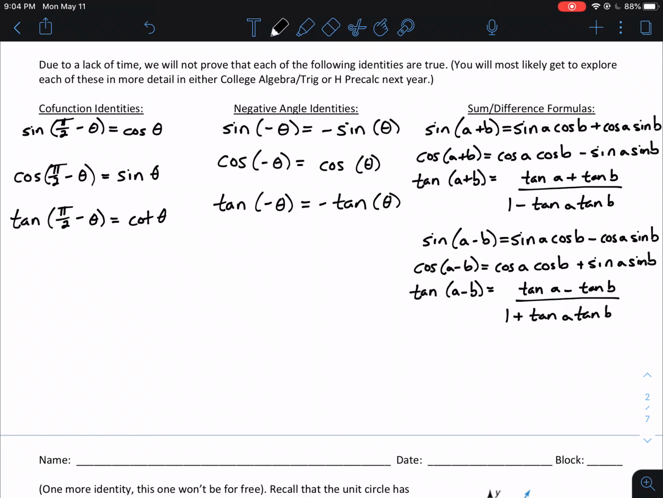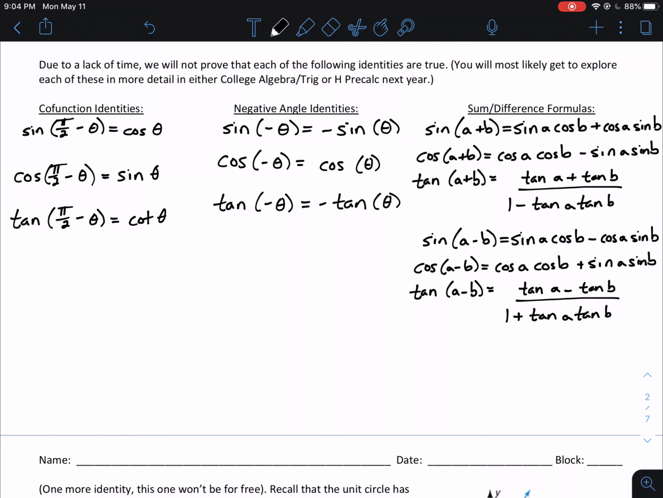We just didn't talk about them as being identities. But we did talk about how you could write a sine graph as a cosine graph, or how you could write a cosine graph as a sine graph. We didn't talk about tangent as much with cotangent, but these should feel a little bit familiar if you think about how you had to shift the graph left or right. That's what these identities are saying.